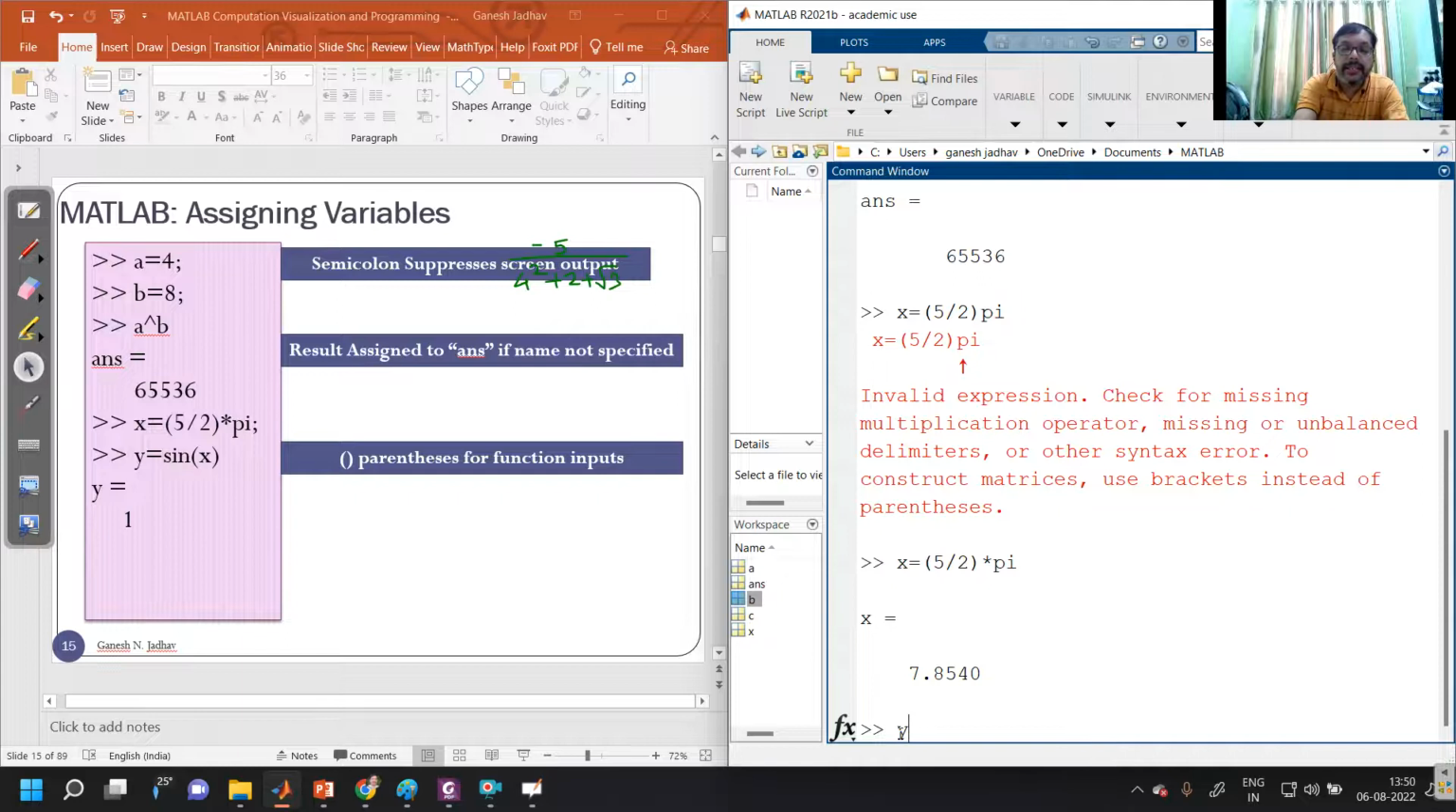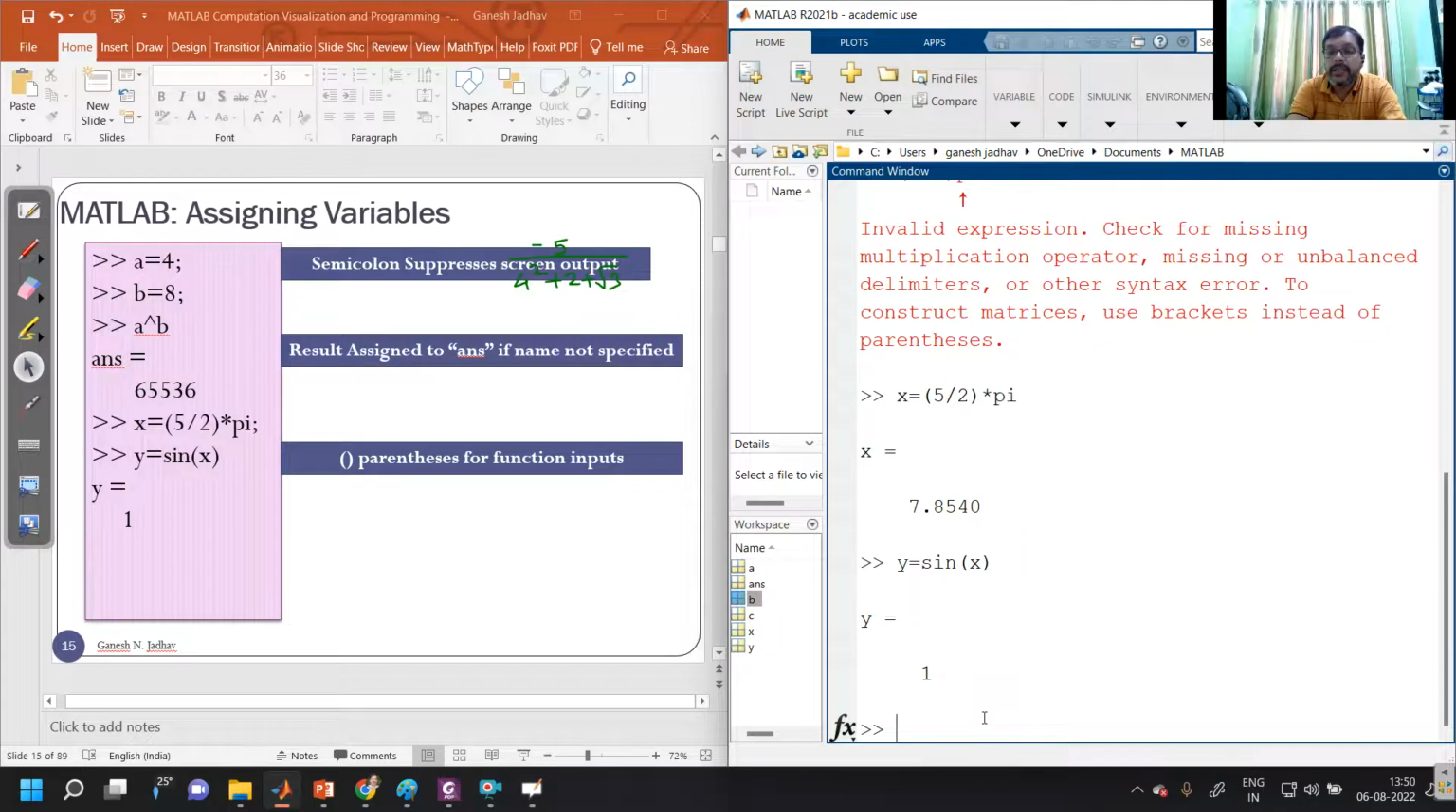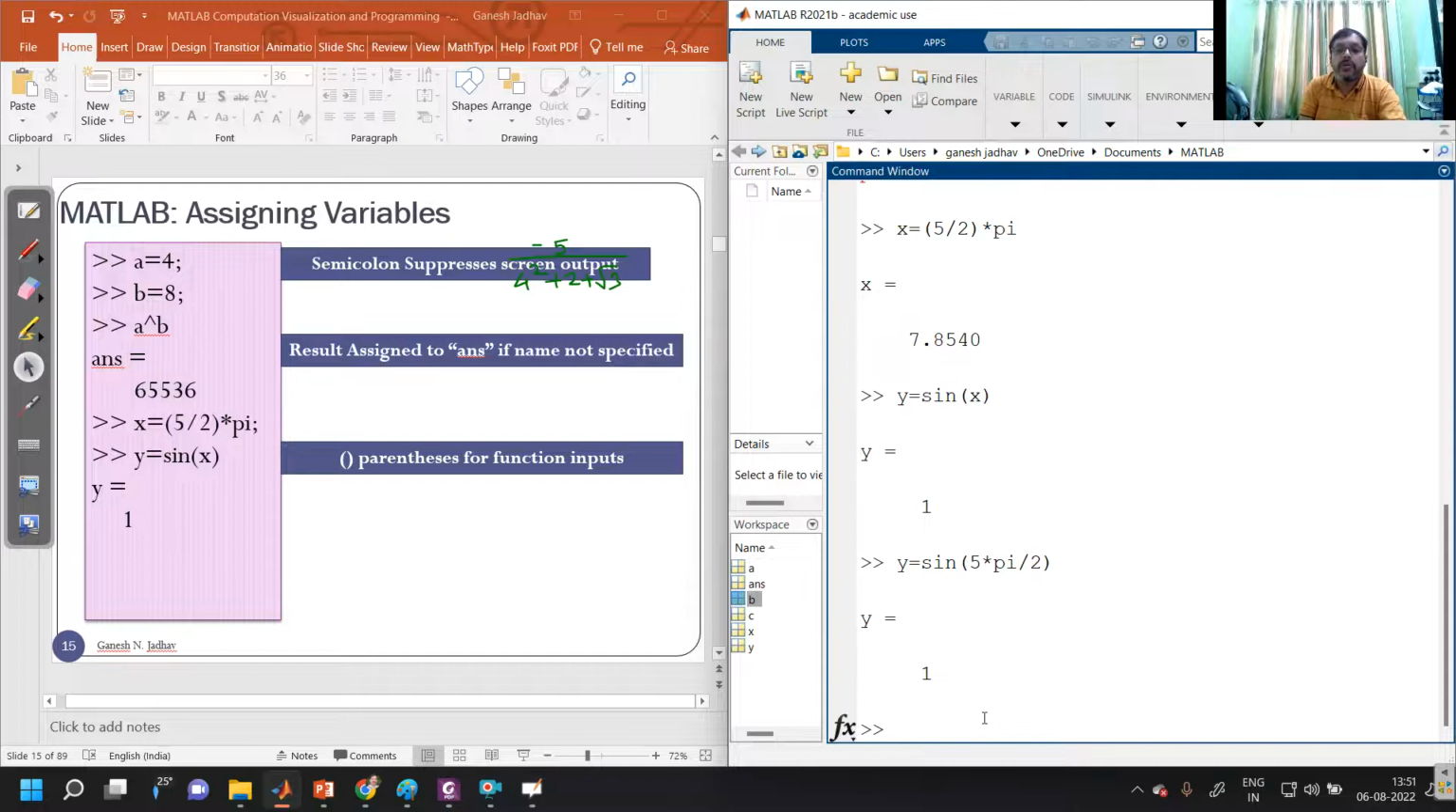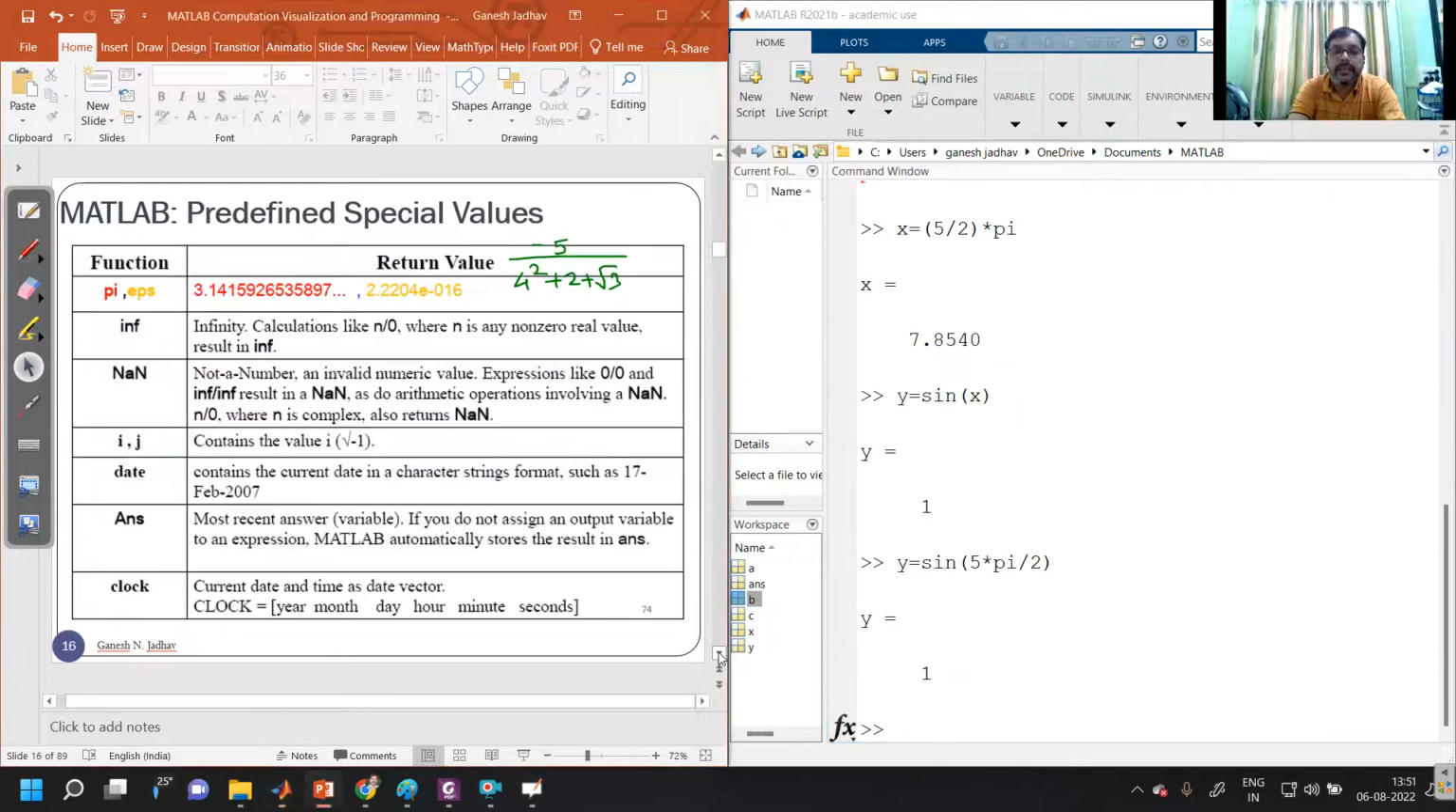Now I want its sine value. So y is equal to sine of x. I have used that variable directly over here instead of giving 5 pi by 2. Otherwise, what I have to do? I have to type sine of 5 into pi divided by 2 inside the bracket. It will give you the same result. So you can assign to the variable, and that variable you can again use in your programming. So this is how we can assign variables in MATLAB.